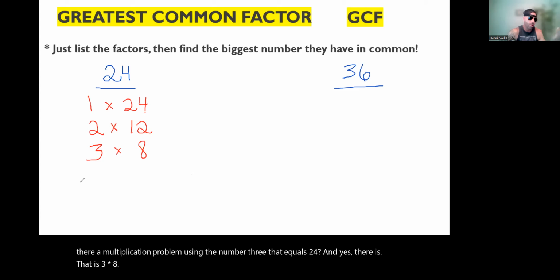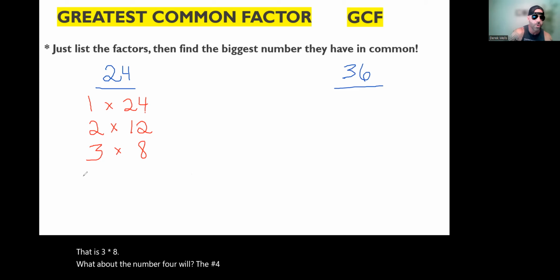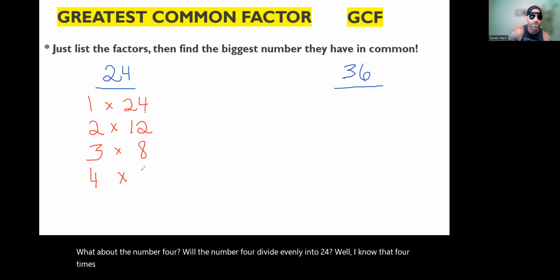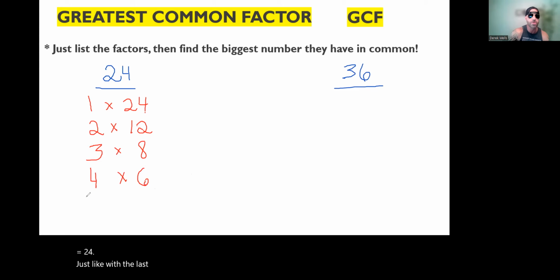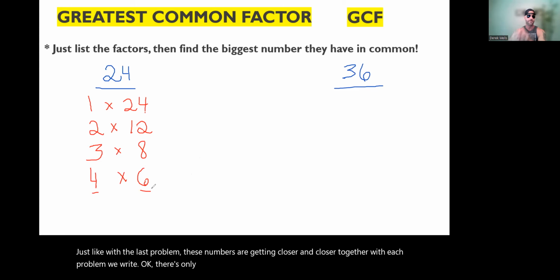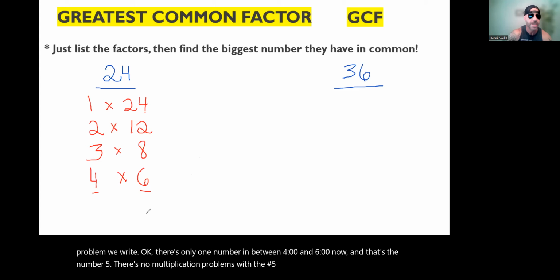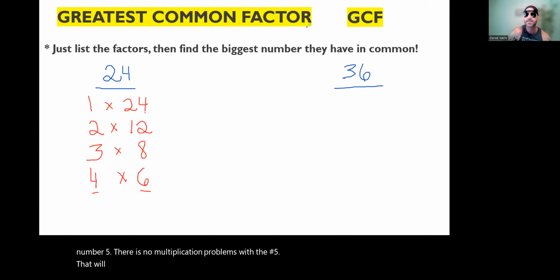What about the number 4? Will the number 4 divide evenly into 24? Well, I know that 4 times 6 equals 24. Just like with the last problem, these numbers are getting closer and closer together with each problem we write, okay? There's only one number in between 4 and 6 now, and that's the number 5. There's no multiplication problems with the number 5 that will equal 24. So we have listed the factors of the number 24. I'm going to write those down in order.